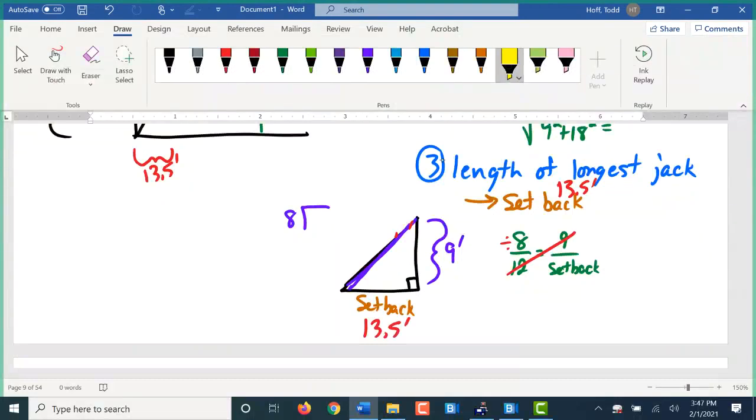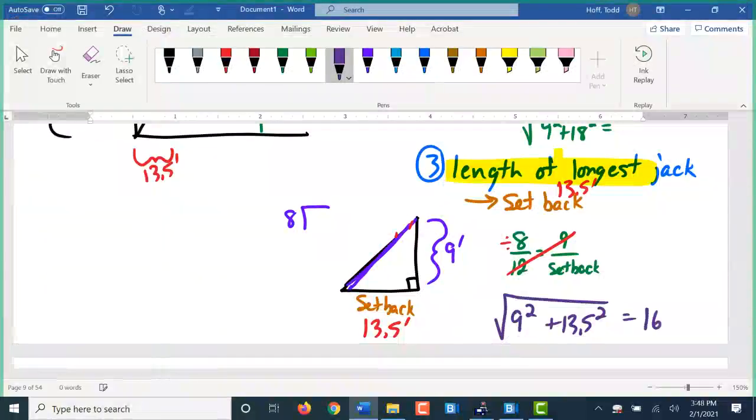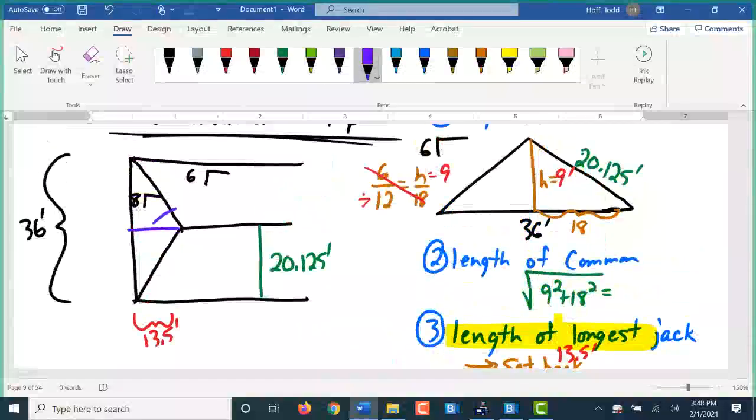Now I can find the length of the longest jack. How am I going to find it? Yes, Pythagorean theorem again, exactly. Square root of what? 9 squared and 13.5 squared. Very good. We're at 16.225. So up here, this is 16.225.